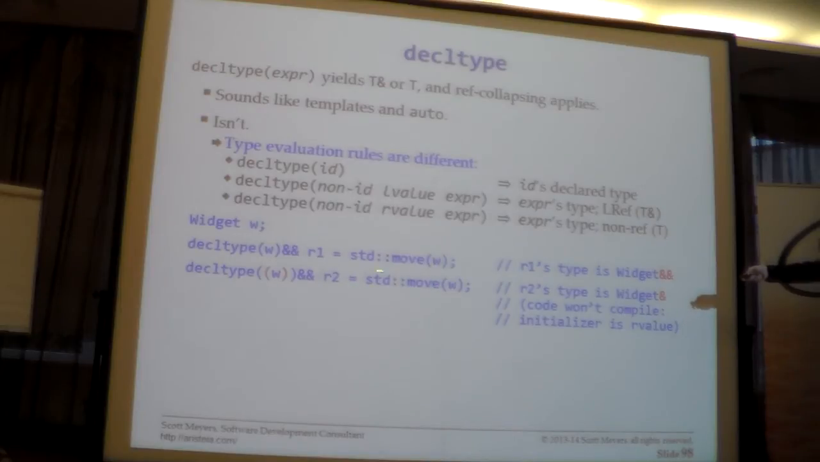But I'm trying to initialize it with an R value, and that won't compile because you can't initialize an L value reference with an R value. The only thing you need to remember from this entire slide is decltype is a reference collapsing context. It's the only thing you need to remember.